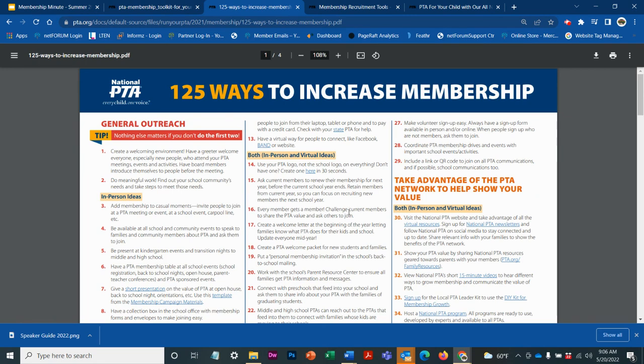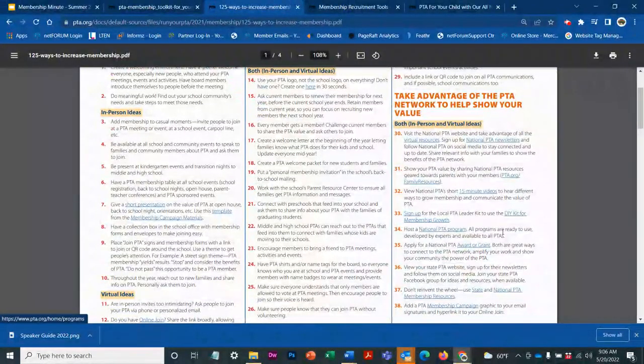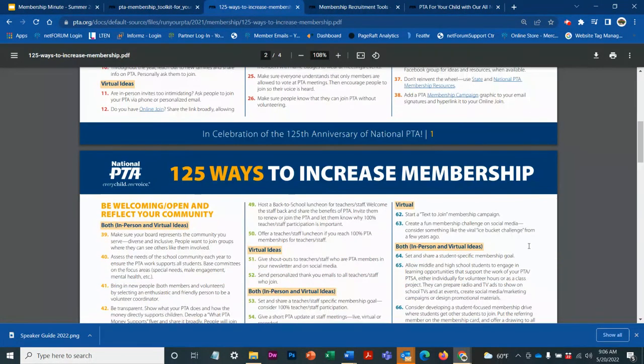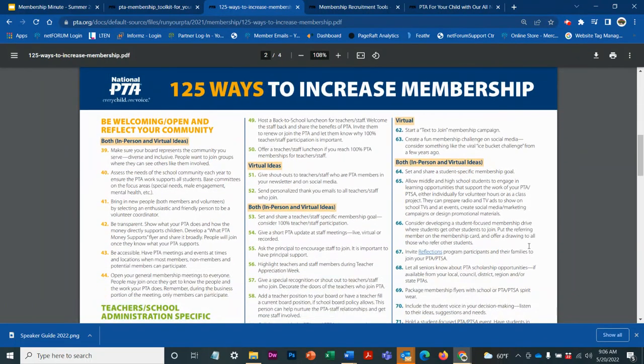These ideas are very simple. Every member gets a member. Challenge current members to share PTA value and ask other members to join. Some of the stuff is in person and virtual, or just virtual, or great for in person. They provide some hyperlinks to videos and tools that they have. I love that. This is from the National PTA website. And again, I will share this with you as well. And you can also find this by probably looking up 125 ways when you go to pta.org.